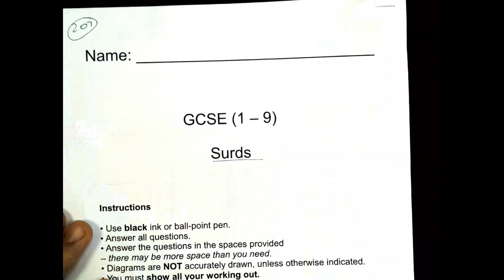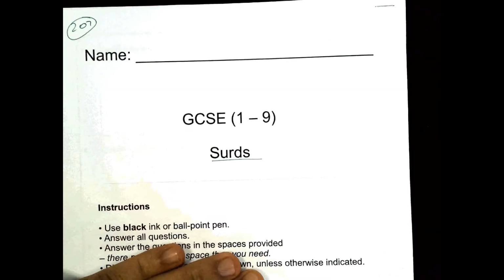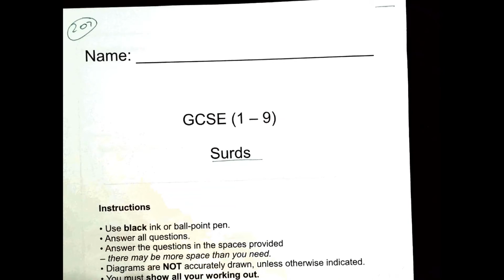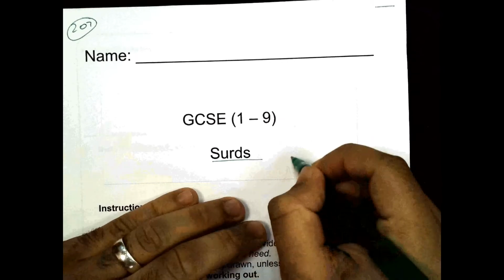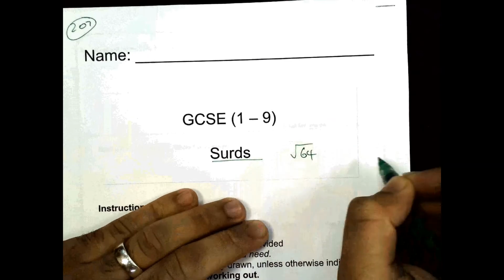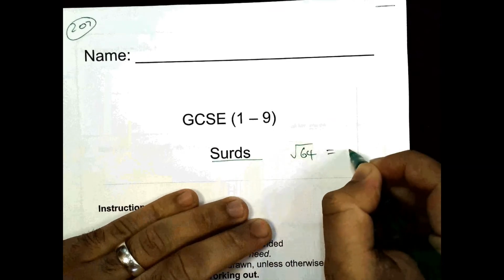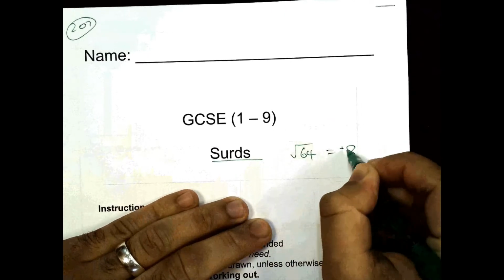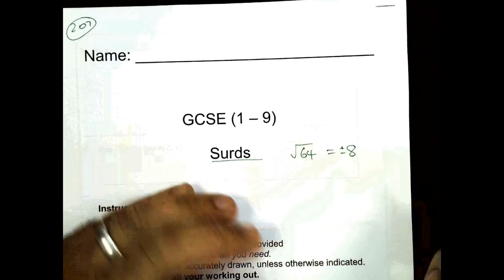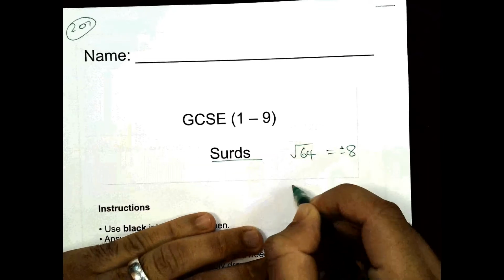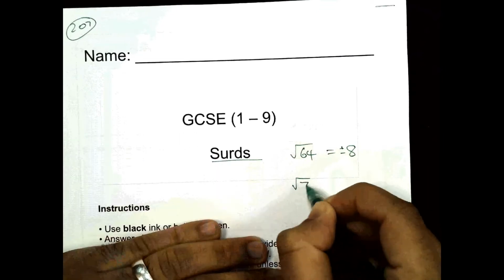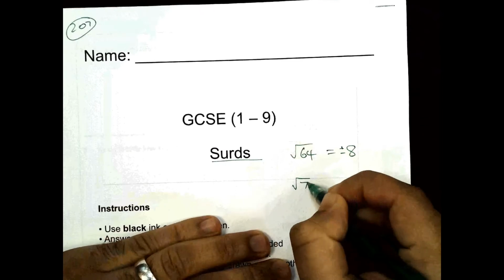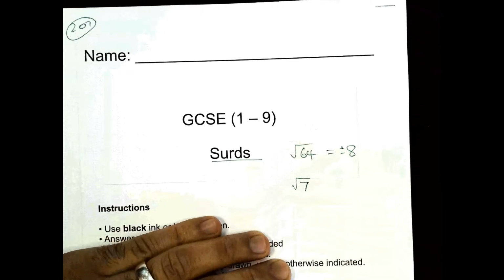Surds are a way of writing square roots of numbers that are not square numbers. So, in simple terms, if I wrote root 64, you should all know that the answer to that is 8. Technically, it's plus or minus 8, but 8 is the answer, right? Now, if I wrote root 7, 7 is not a square number. So what you do is you'd leave it as a surd.